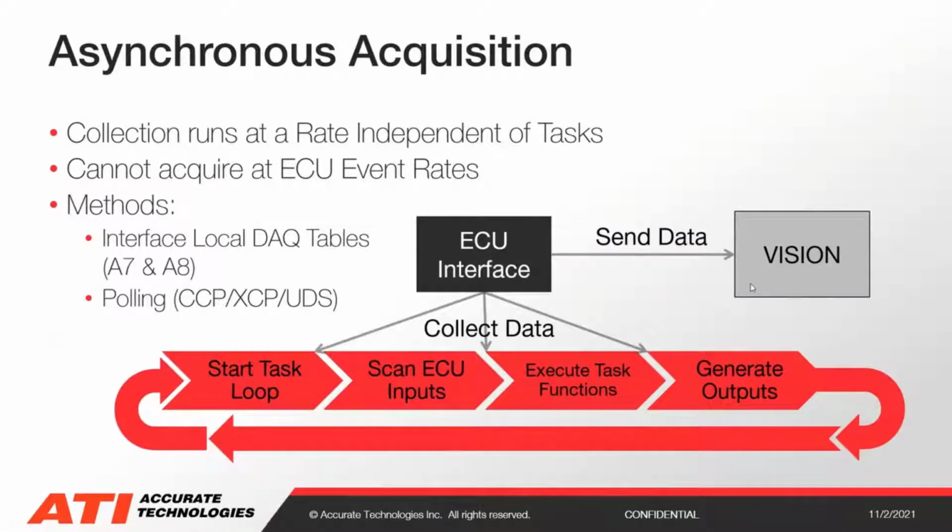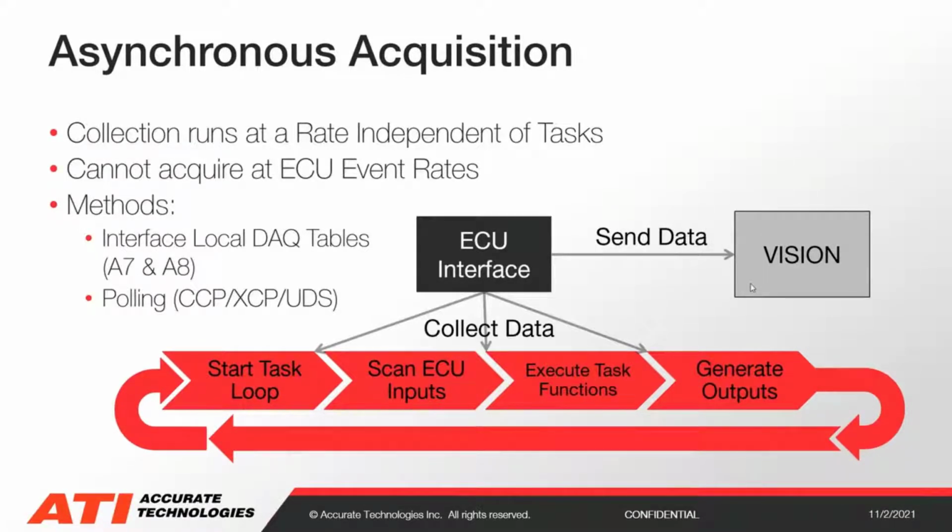Let me explain that a little better here. Asynchronous data acquisition does not rely on any kind of timer so that VISION knows exactly when to send the data. So VISION is requesting a piece of data from your ECU. I'm talking asynchronous now. So asynchronously, VISION is commanding the ECU interface to collect some data, regardless of what any task loops might be running on your ECU. It's going to go out and grab that data at any point during that loop, as you can kind of see in the diagram at the bottom here.